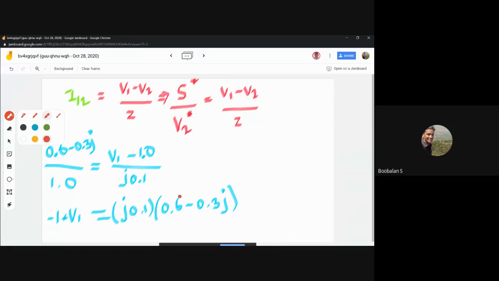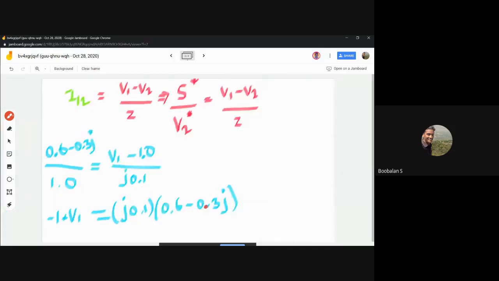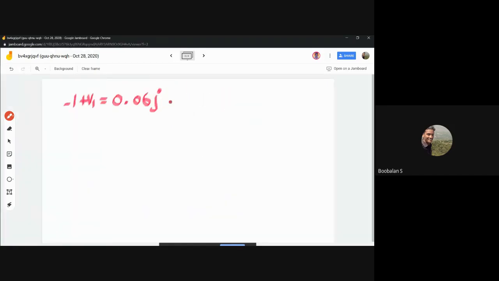So j 0.1 into 0.6 is 0.06j, right? So minus 1 plus V1 equals 0.06j, remaining 0.06j. So minus 0.3 into 0.1 is 0.03 into j square. j square value is minus 1. So minus 1 into minus 0.03 gives plus 0.03. We need only V1. That's why V1 equals this minus 1 plus 1, right?